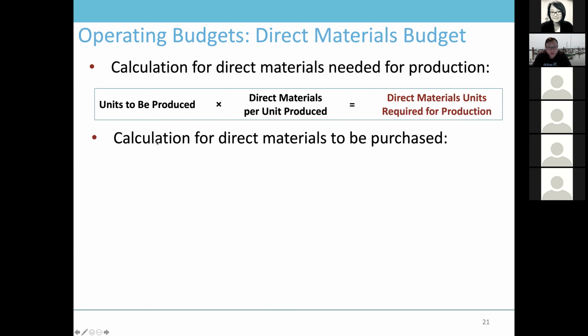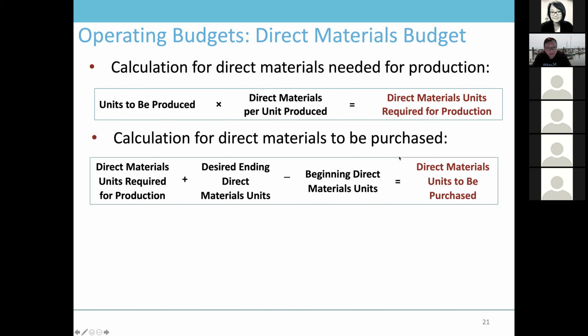How much you're going to purchase? This is the direct materials units required for production. You add the ending inventory for the direct materials. That's the total materials you should have. And then you minus the beginning inventory balance. That's how much you are going to purchase. So how much you need is different from how much you purchase.